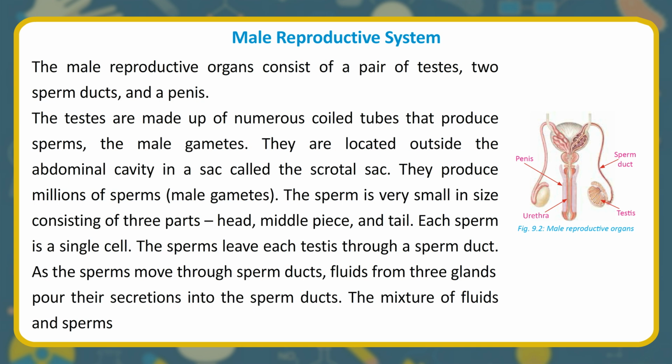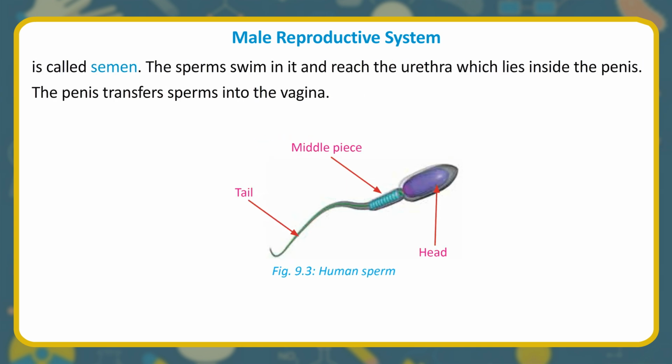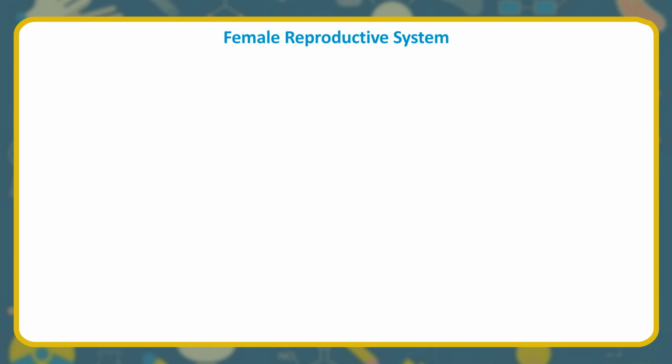The sperms leave each testis through a sperm duct. As the sperms move through the sperm ducts, fluids from three glands pour their secretions into the sperm ducts. The mixture of fluids and sperms is called semen. The sperms swim in it and reach the urethra, which lies inside the penis. The penis transfers sperms into the vagina.